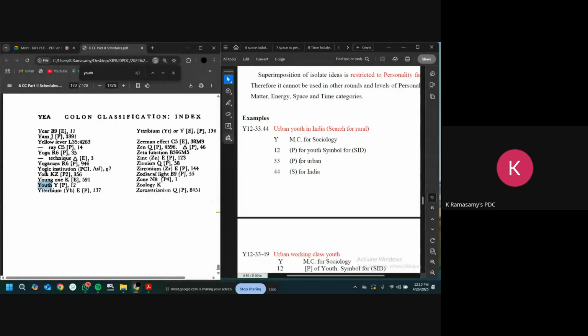See, what is the number for youth? Youth comes under the main class Y. Y stands for sociology. It is a personality facet. Number is 12. So I wrote a number for youth. What is the number? It is a personality facet, number 12.